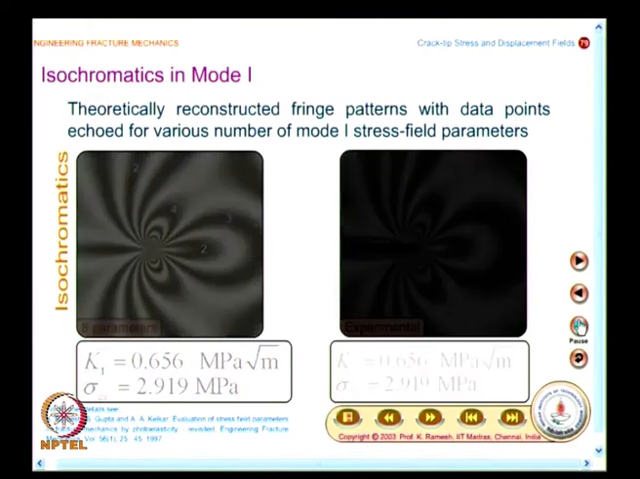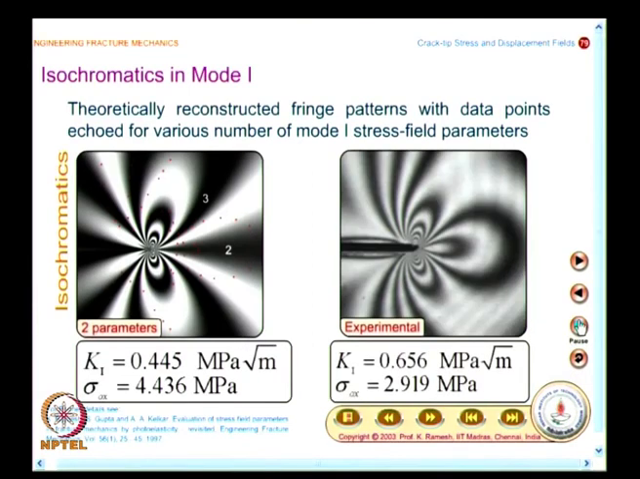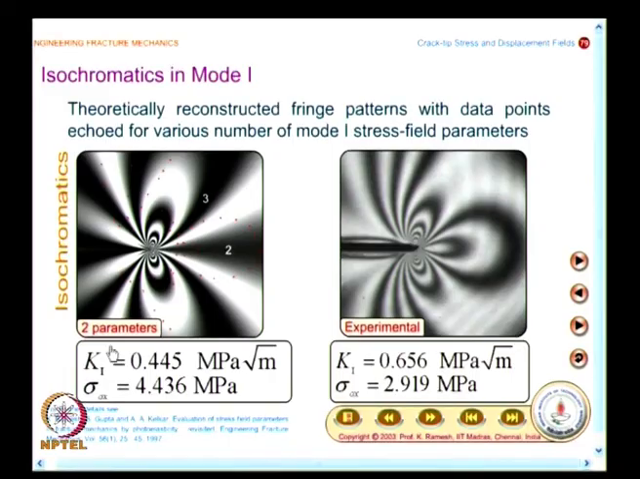And we look at what happens in the case of a 2 parameter solution. We start from a 2 parameter solution. We do not start from Westergaard's singular solution. We said even for short cracks I cannot rely on Westergaard's singular solution. I have to have a minimum of 2 parameters. So, when I have a minimum of 2 parameters, what do I observe? I only get forward tilted loops, and the fringes are not matching with the experimental data.